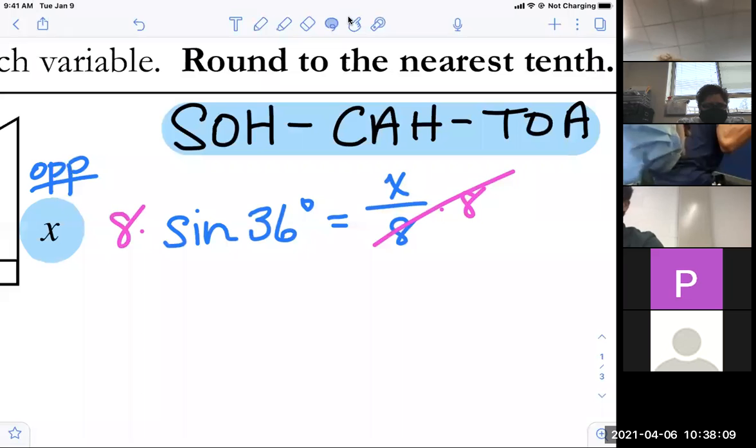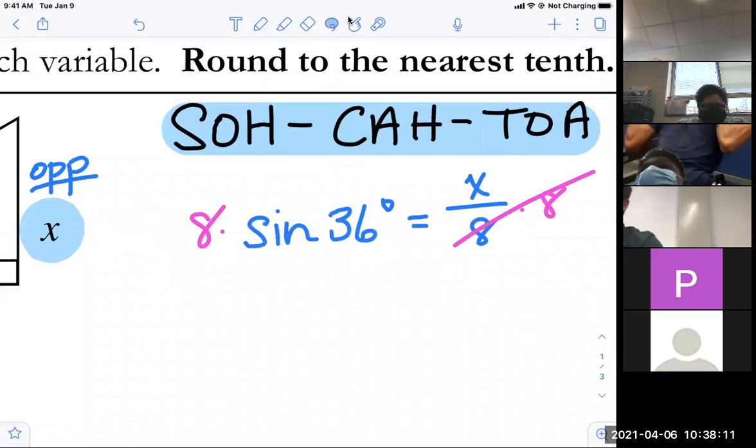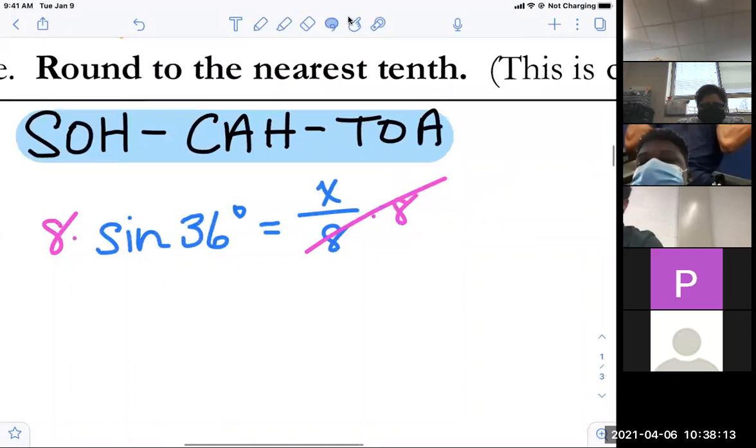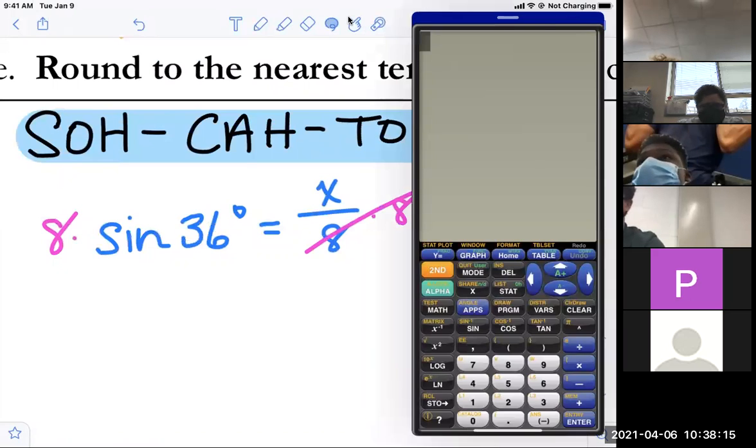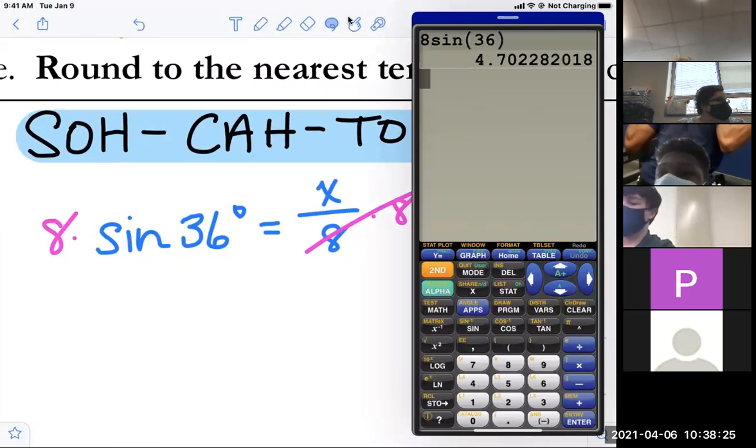Before you touch your calculator, I want you to solve for the variable, and then you can show me what you're typing in the calculator. Okay, I need to see the original equation. I need to see solving for the x or y or whatever, and then I need to see what you're typing in the calculator in your answer. 8 sine of 36. You probably don't have to put the times button if you're using a graphing calculator, but you might have to on your others. But this is why I want you to have a calculator you're comfortable with, because all calculators work a little bit differently. So this is why I want you to be using the same calculator all the time.